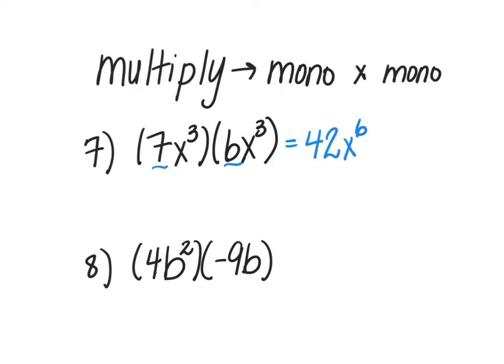Number 8 is 4b squared times negative 9b. So we'll multiply the coefficients. 4 times negative 9 is negative 36. And then we'll keep the base b, and then we'll add the exponents. We have 2 plus another one makes 3. So we have negative 36b to the third.